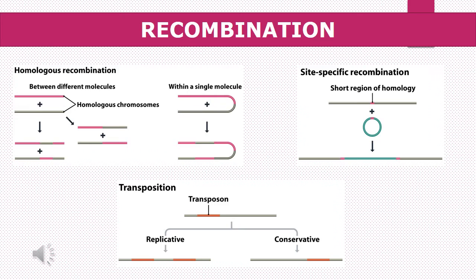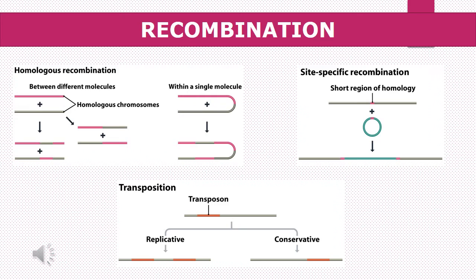As you can see in this slide, different types of recombination are shown. The definition which I gave just now is the definition of homologous recombination. Homologous recombination may occur between two different DNA molecules or within the same DNA molecule.